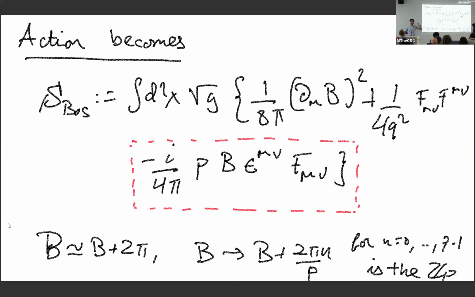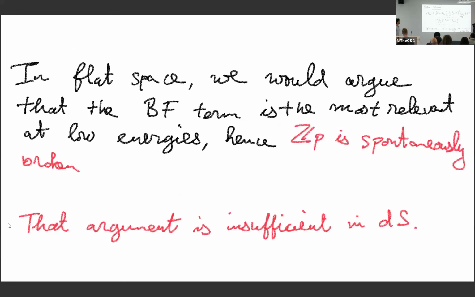But now we can try to solve this model on de Sitter. We can try to solve this model on de Sitter by constructing these states charged under ZP in the full model. So again, can't use the Wilsonian argument, so I need to use the full theory to show you that this ZP is.